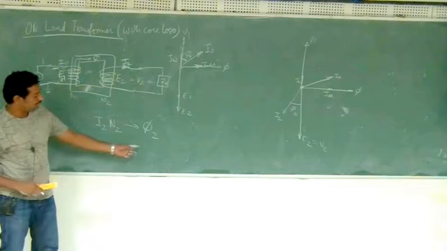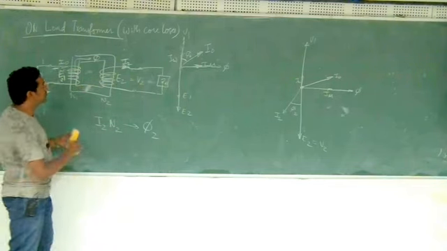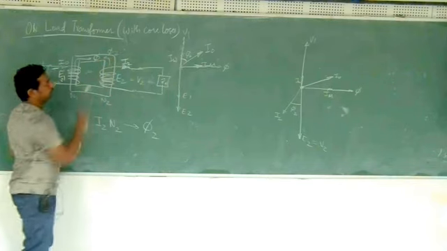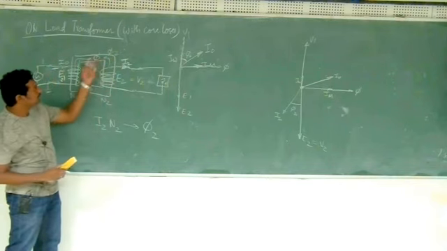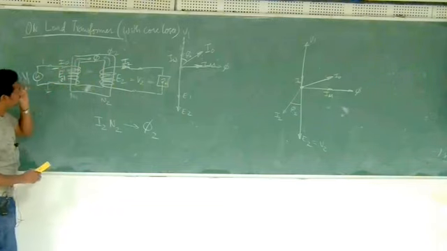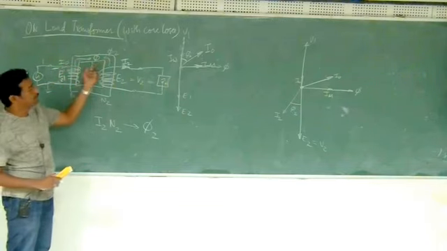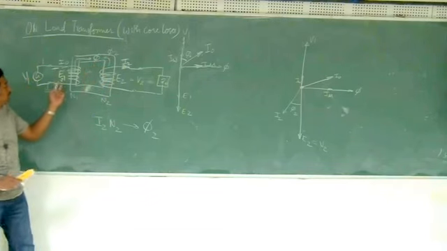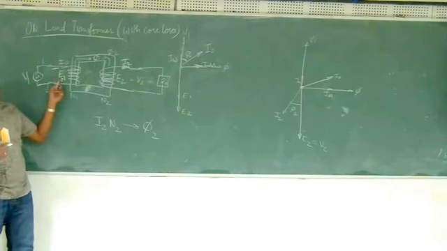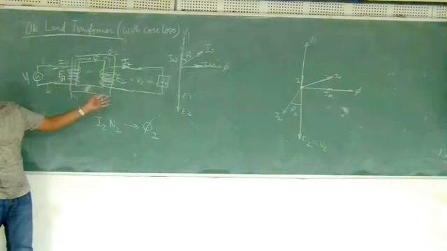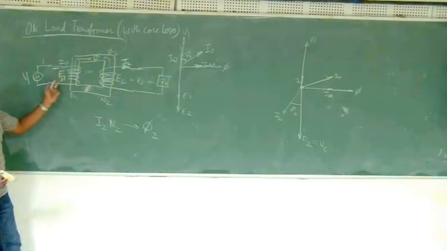Okay, so now the direction of this flux happens to be opposite to the original flux phi. Okay, because this has to oppose the cause of its production. Therefore the flux is becoming weak. When the flux is becoming weak, momentarily E1 also will reduce, because you have seen E1 is nothing but proportional to the flux. So suddenly E1 reduces, then V1 is more, E1 is less.